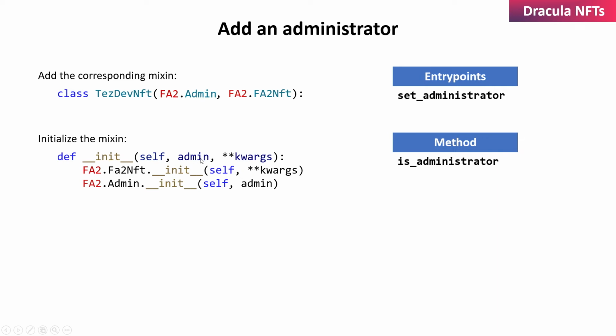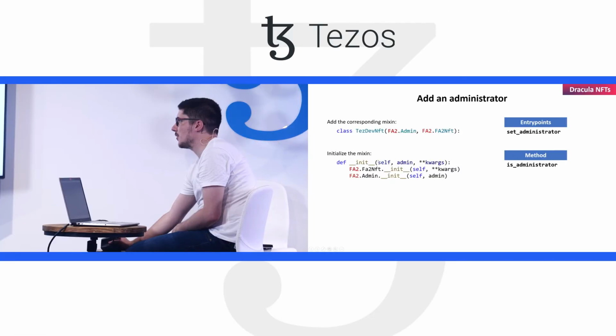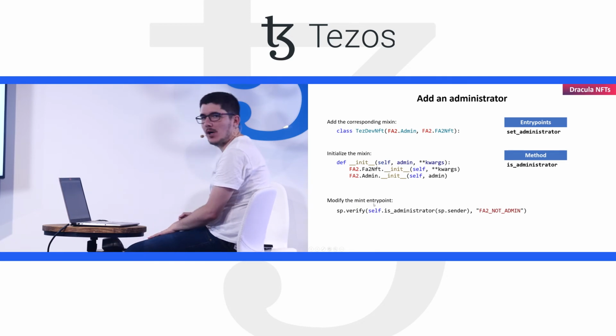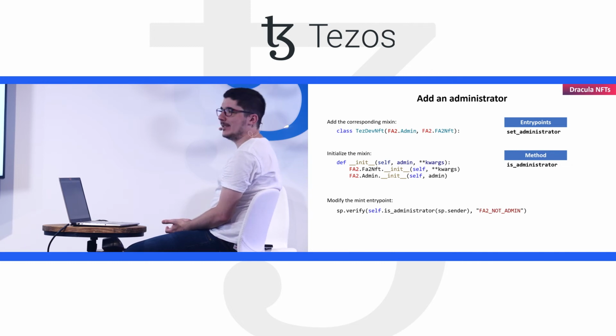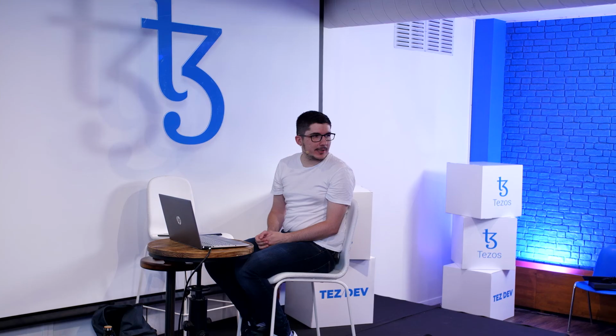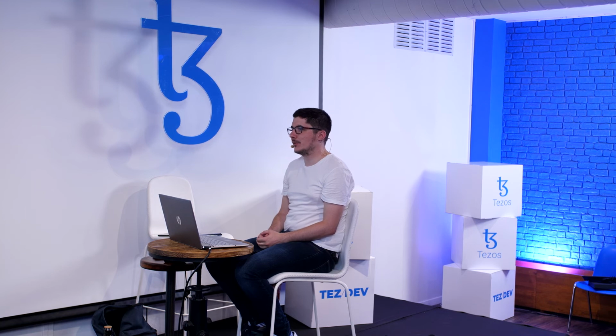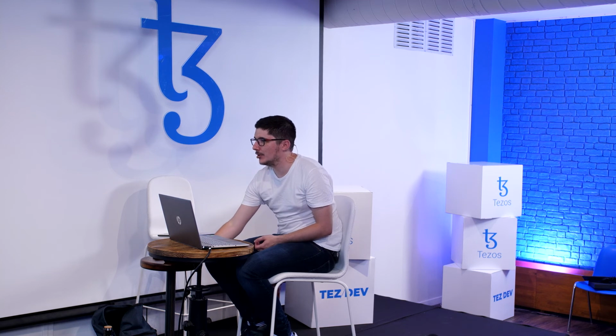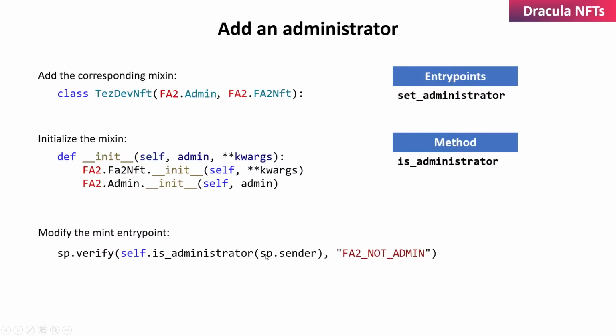We'll add an initialization in the constructor. If you don't know Python, it's a standard way in Python to initialize, to construct things when you have multiple inheritance. And we'll modify the mint entry point, so only the administrator can mint the tokens. The administrator can also be a smart contract. If you want to create a smart contract that gives the rules for minting, it's a good idea to create an administrator and say it's the smart contract.